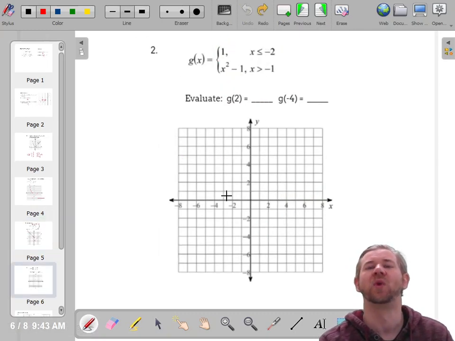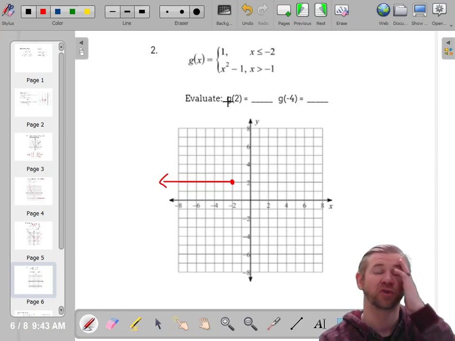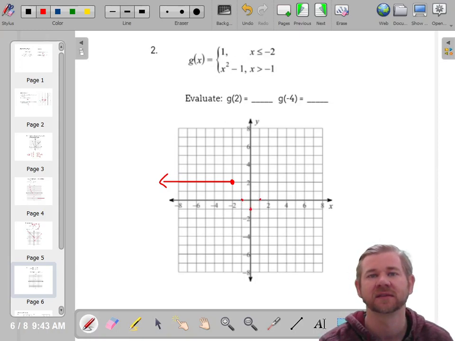Horizontal line, y equals 1. And I'm going to start here with a closed circle to the left of -2. So that's y equals 1. And now the other one is a parabola, and we're going to start it at -1. So it's a parabola that's been shifted down, so it looks like this.